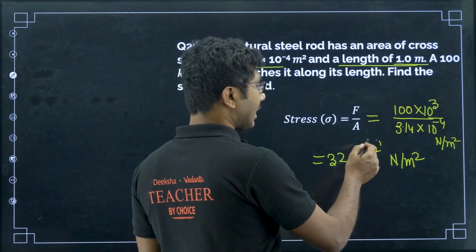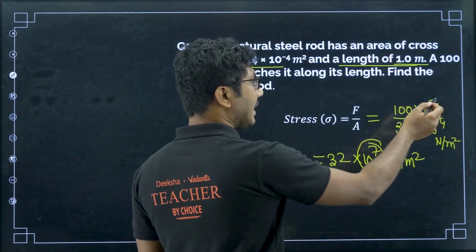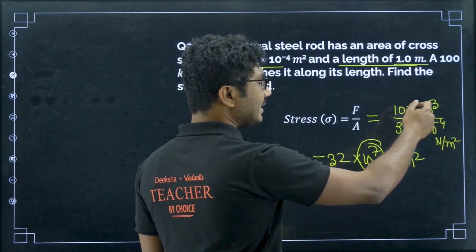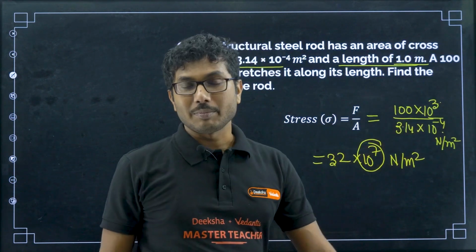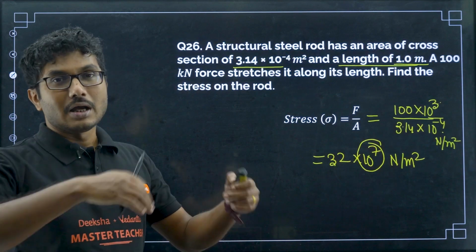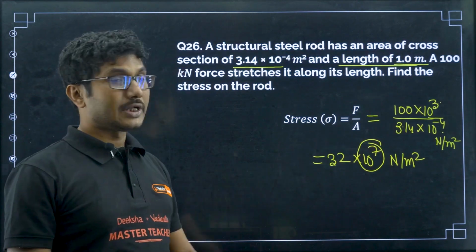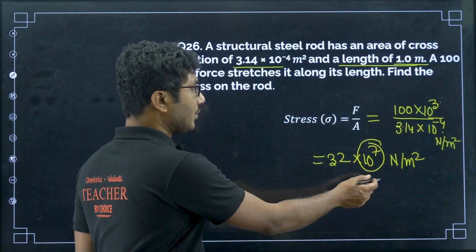You do not need to calculate these powers of 10, it is easy. 10 to the power of 3, and there was a division by 10 to the power of minus 4. So, this goes up and this multiplies. So, 10 to the power of 3 plus 4 in the power. It becomes 10 to the power of 7. I hope you understand this.